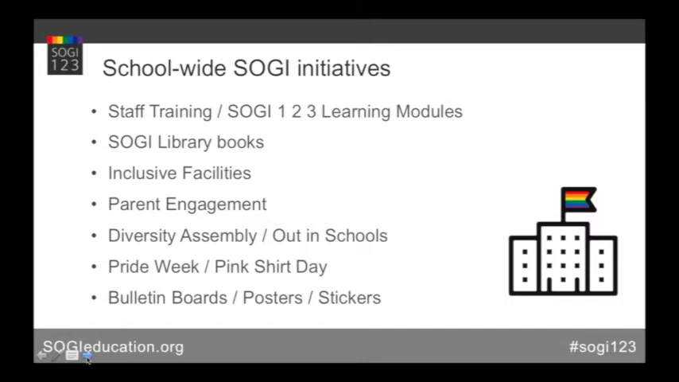Something we did in Delta that was quite tangible is the district provided us with some funds through a resources proposal, and we funded the purchase of SOGI resources at every school site. So I think we had $500 dedicated to each site.